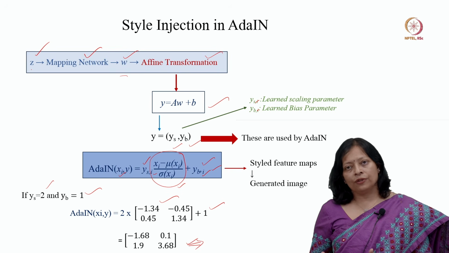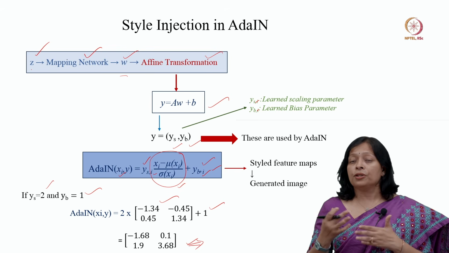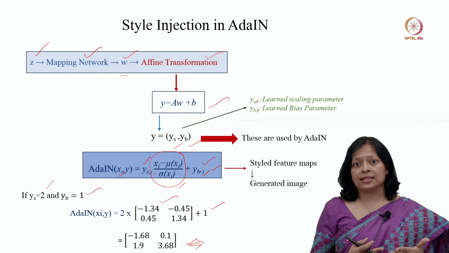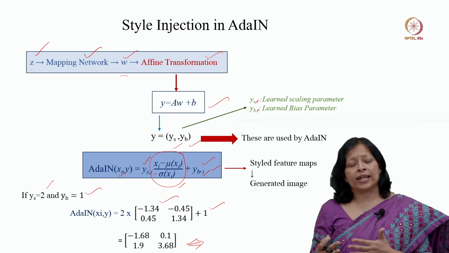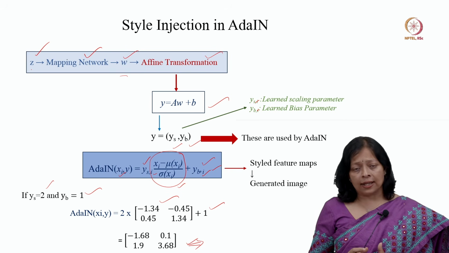Then we are going through the affine transformation. What does the affine transformation do? It produces the style parameters. What are the style parameters? In this case, these are ys and yb. They go as input to the AdaIN block.